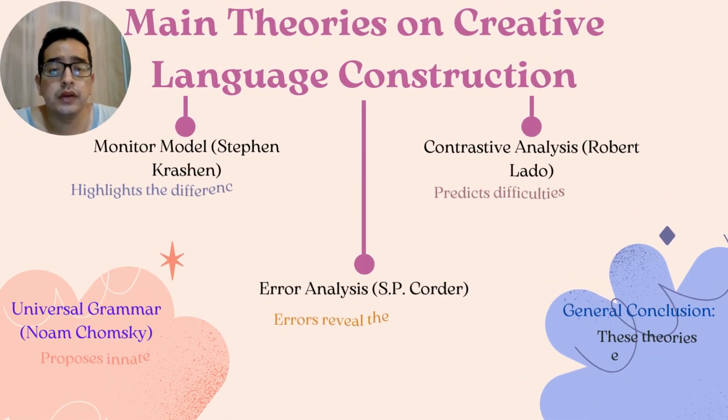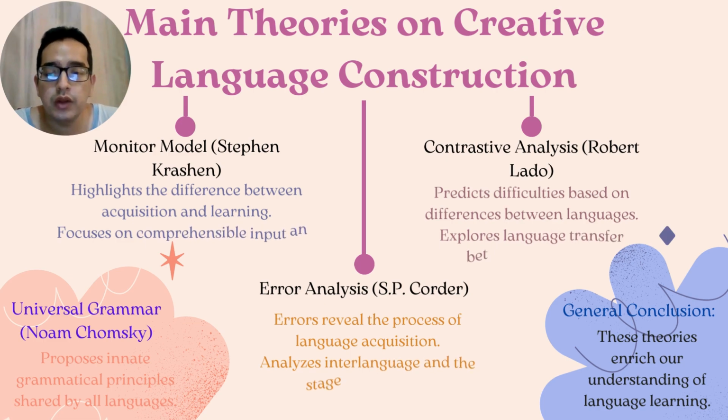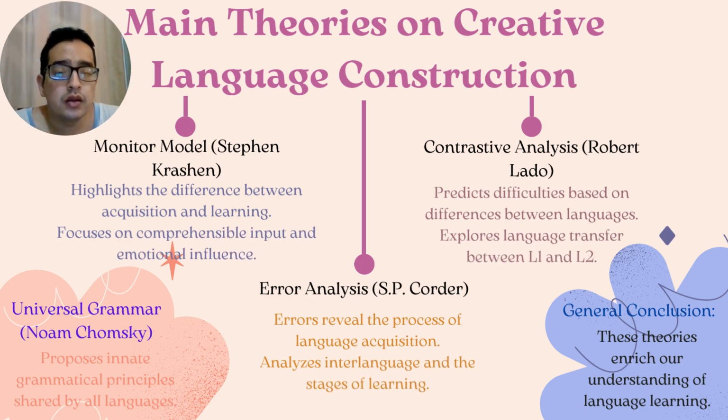In summary, these theories offer different perspectives that together enrich our understanding of language learning. First, Stephen Krashen's monitor model distinguishes between acquisition and learning, highlighting the importance of comprehensible input and how emotional factors such as anxiety can influence learning. On the other hand, error analysis, developed by S.P. Corder, focuses on learning errors as a window into the learning process. This theory helps us understand how learners construct the language through stages.